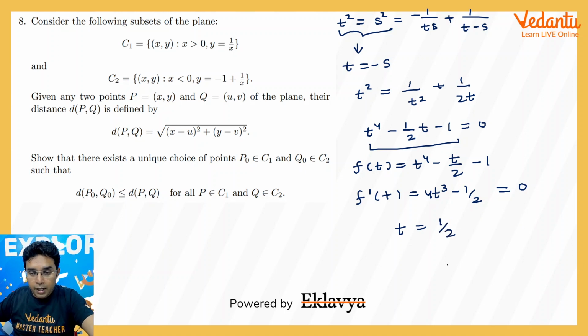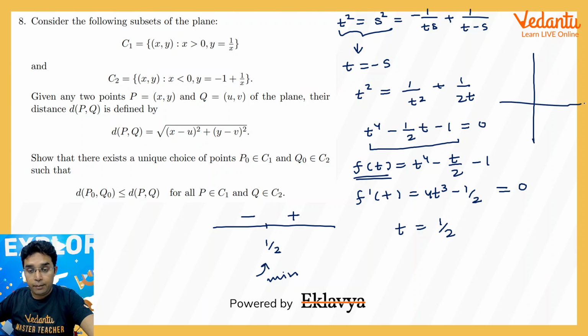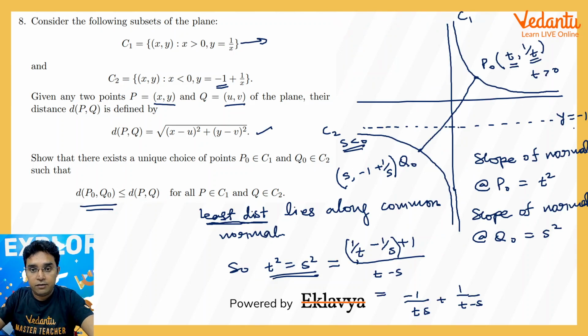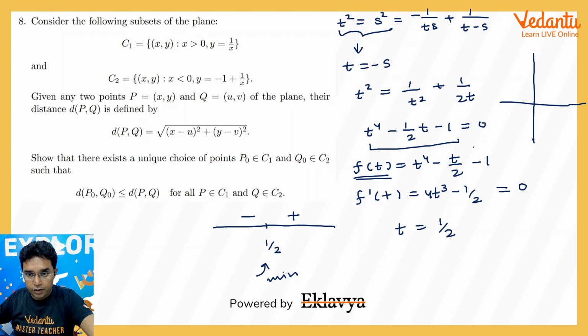Yes, that is correct. If we check the sign of this f′(t) at 1/2, it will be positive on one side and negative on the other. So for this f(t), this point will be the point of minima. In fact, we can draw the graph of f(t). I'm not talking about these graphs C1, C2; I'm talking about the graph of f(t). The value at 0 is −1. At 1/2, it's minimum. So it will go down till 1/2, and then it will go up, because this was the point of minima.